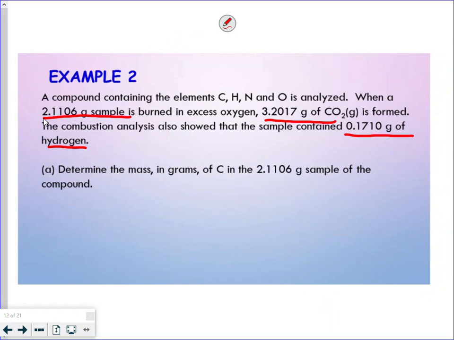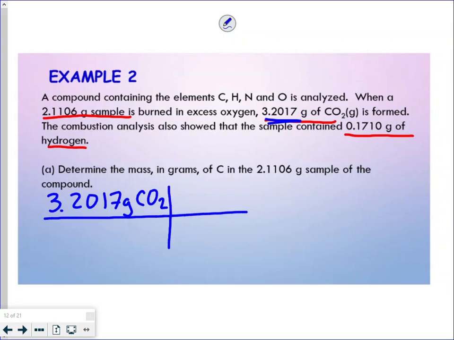But we want to determine the carbon, so we're going to do it the same way we did before, using the carbon dioxide, working it back to carbon in order to figure out the amount in the reactant, our unknown sample. So go ahead and set that up. Where's the carbon dioxide? Here it is, 3.2017 grams of carbon dioxide, and then 44.01 grams of carbon dioxide equals 1 mole.